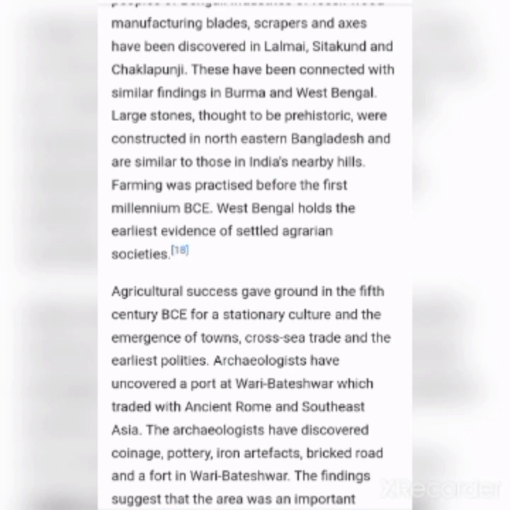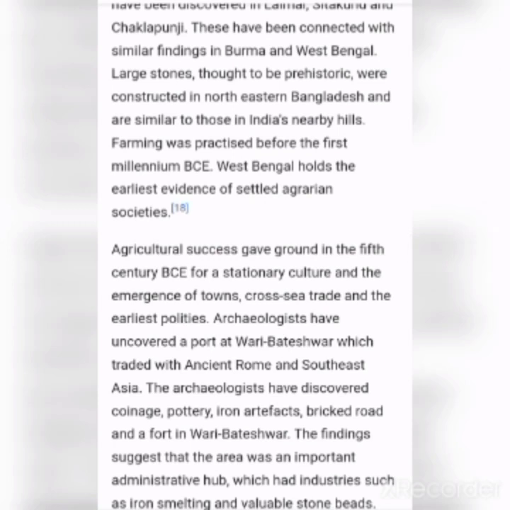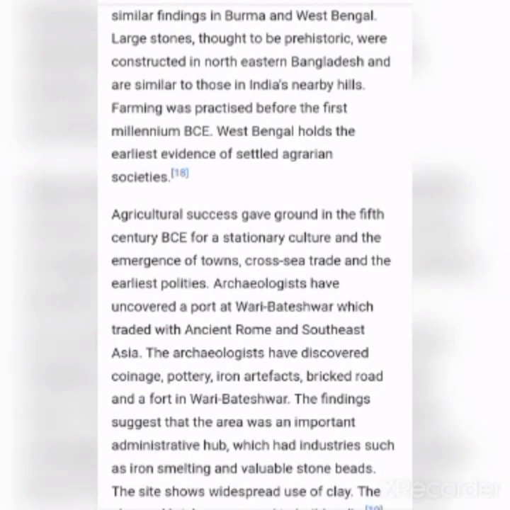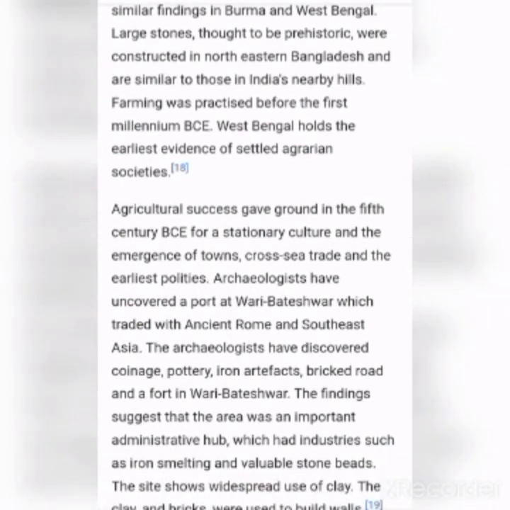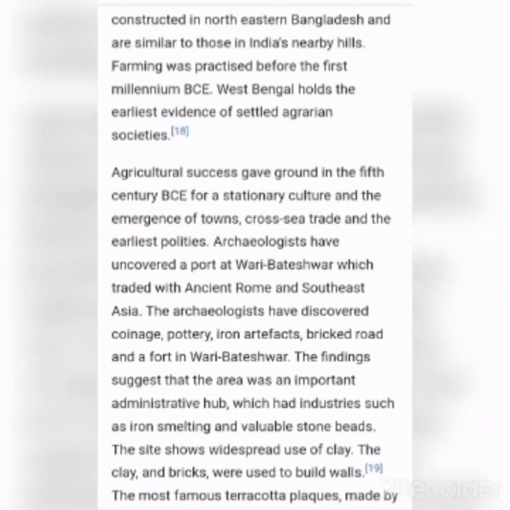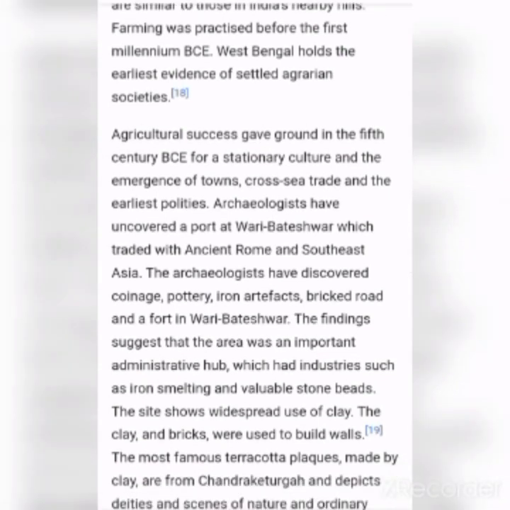Farming was practiced before the first millennium BCE. West Bengal holds the earliest evidence of settled agrarian societies. Agricultural success grew in the 5th century BCE, giving rise to a stationary culture, the emergence of towns, cross-sea trade and the earliest politics.